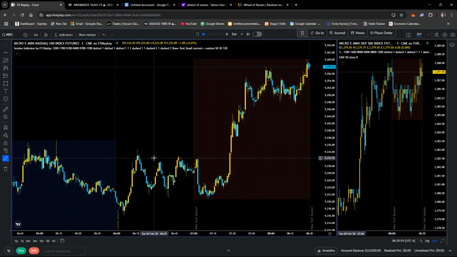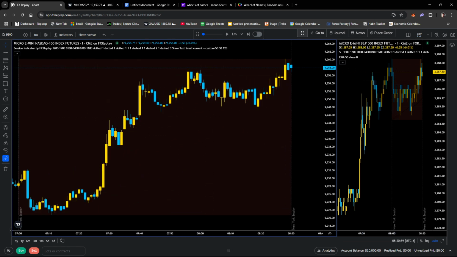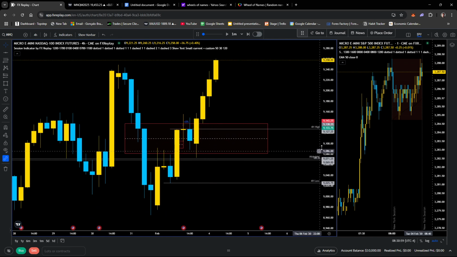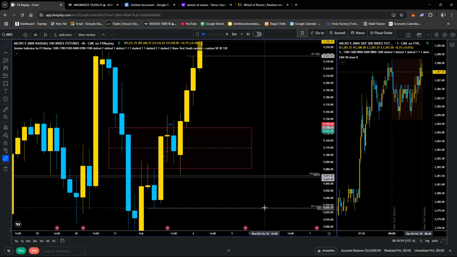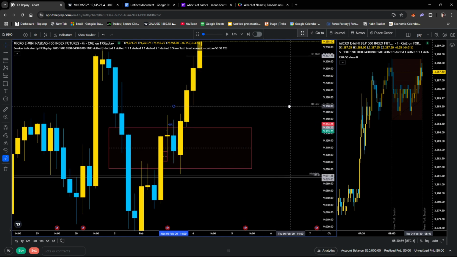We took 1 trade, 1 break even. Let's try and find 9 more. Starting off, what's the 4-hour showing us? We have swept the high. The low is still intact, so we favor being bearish.